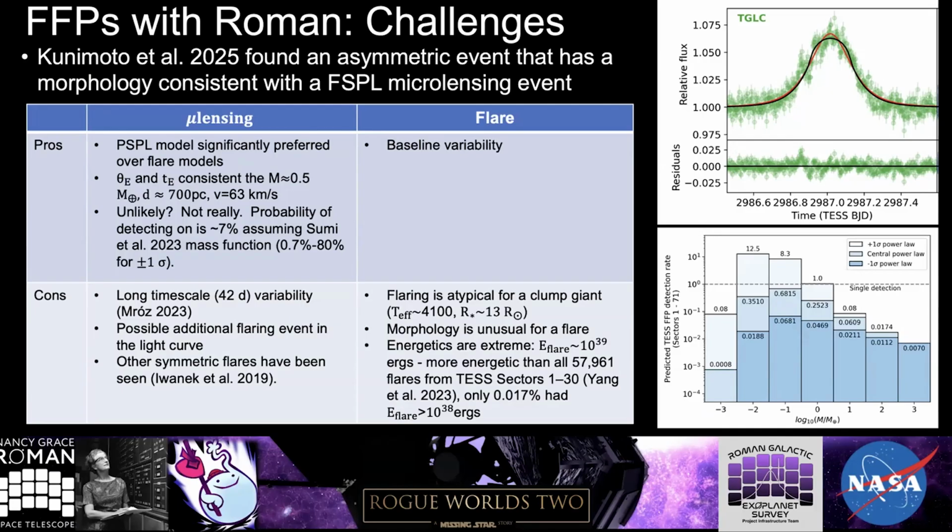If you take the Sumi mass function and go to the +1 sigma upper limit to the slope, you find that it's probably likely that you would have detected one in these 5 sectors. If you do the central value, it's a 7% chance. So it's not really that unlikely.